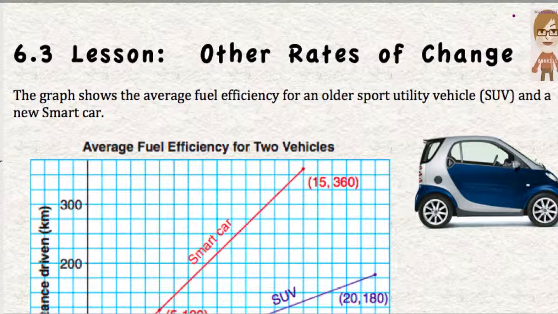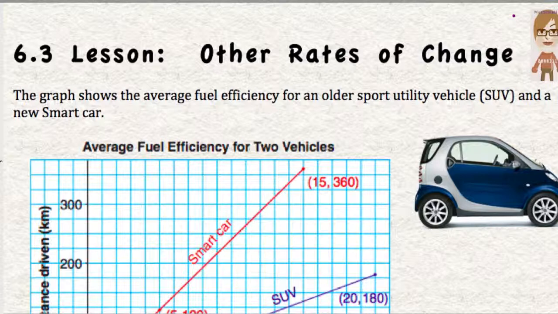The next lesson is 6.3 on other rates of change. So the last lesson we talked about rates of change when it was a speed. And this is just to let you know that not every graph showing a rate has to show the rate of speed. Sometimes a rate could be something like how much it is to buy a hamburger at the fair. If it's $2.50 per hamburger, that could be on a graph. It doesn't need to be a speed.